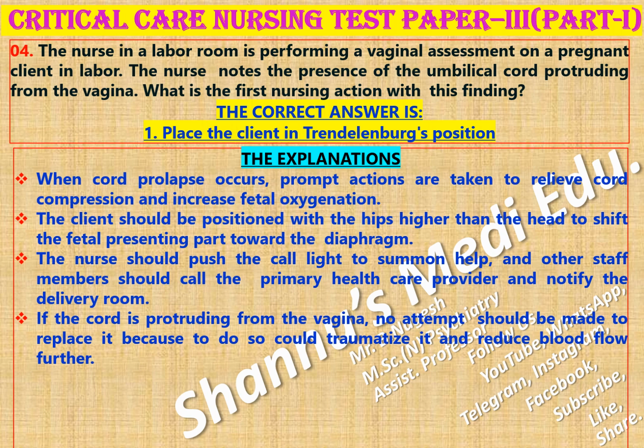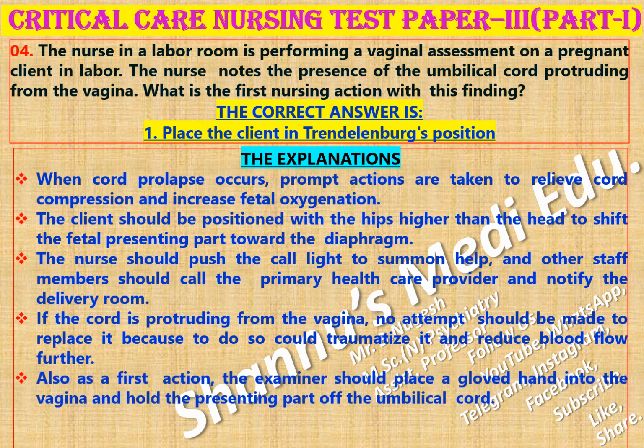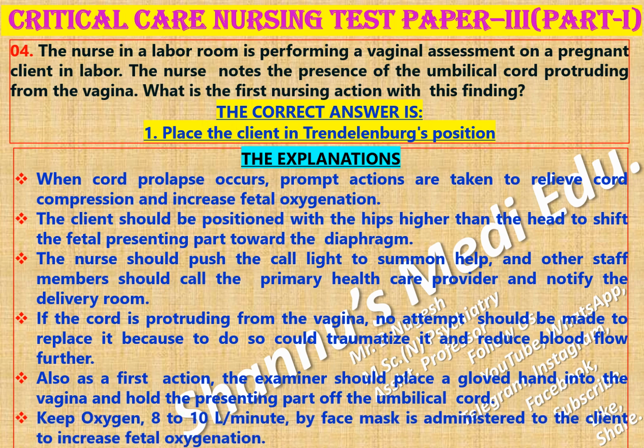If the cord is protruding from the vagina, no attempt should be made to replace it, because doing so could traumatize it and reduce the blood flow further. Also, as the first option, the examiner should place a gloved hand into the vagina and hold the presenting part off the umbilical cord. Keep oxygen at 8 to 10 liters per minute by face mask administered to the client to increase fetal oxygenation.